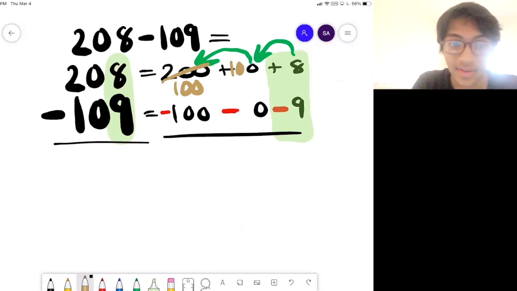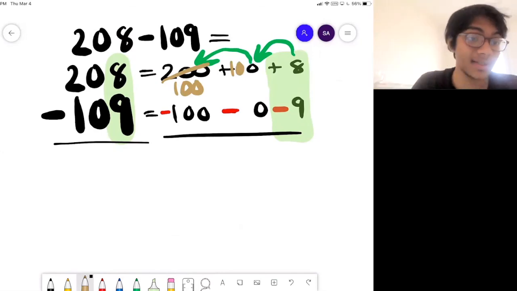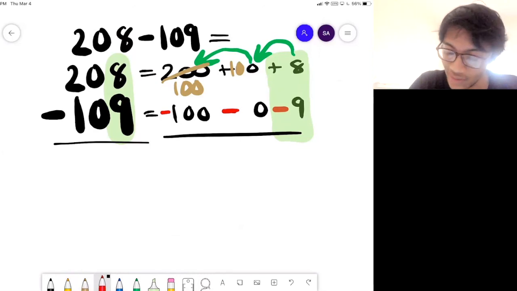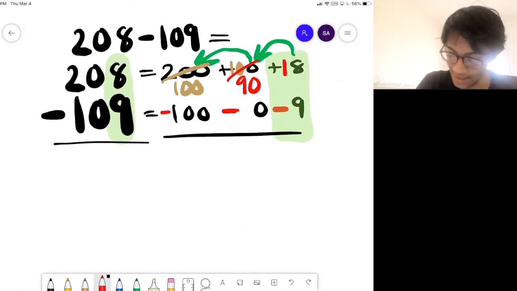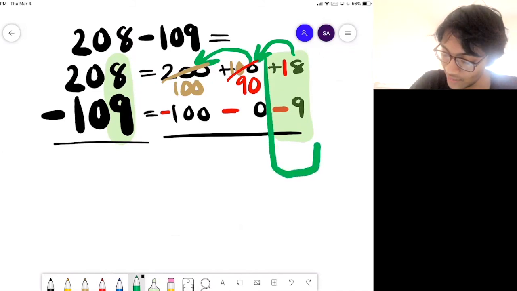And now, because he has 100, this guy's pretty rich. So he's going to be able to give some of his money to the 8. He's going to say, okay, 8, I'll be nice. I'll give you 10 of my money. So 100 goes down to 90, and 10 goes up to 18. And now everybody's happy. So now in my first column, I have 18 minus 9.